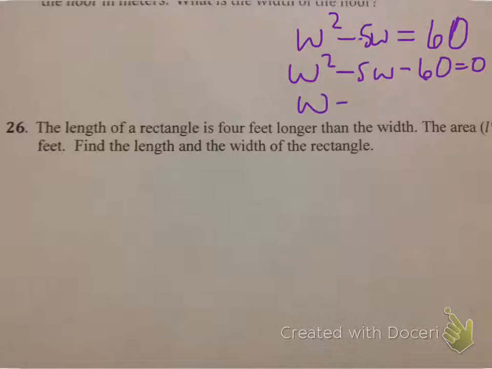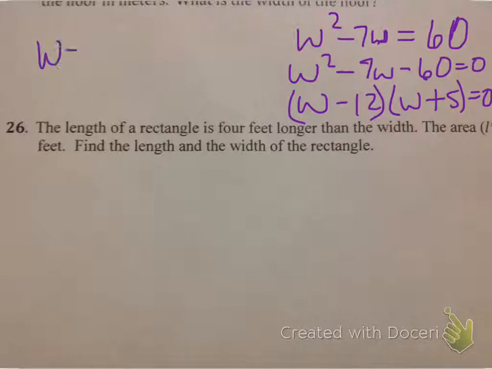So, when you do this, you get w minus 12, and you get w plus, oh, I messed up already. It wasn't 5 at all. This number right here was 7. So you do minus 12 and plus 5 because minus 12 and plus 5 gives you negative 7. But remember, the solutions are the opposite. W equals 12, W equals negative 5, and you had to cross this out. If you didn't cross it out, then you lost a point because you have to tell me that that does not work. You cannot have a negative width.